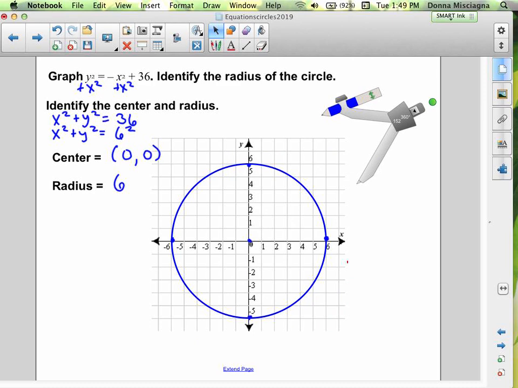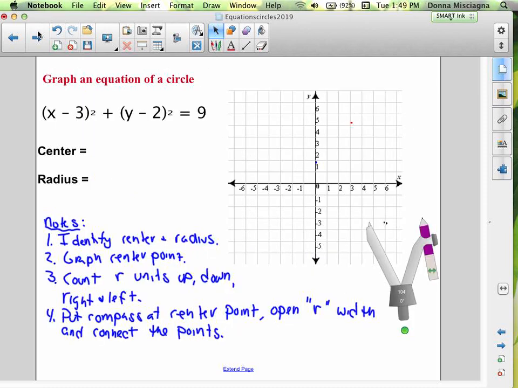Right? That circle represents all the points that are solutions to x squared plus y squared equals 36. All the points on that graph. All right, let's do another one. This time I remembered to erase the circle.